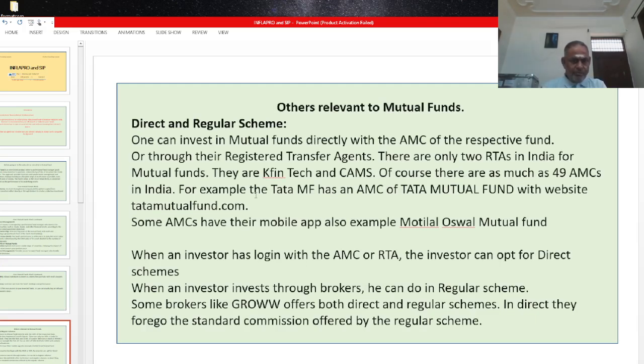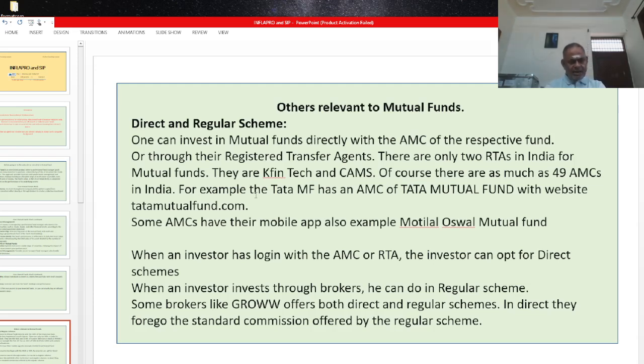Direct and regular schemes. One can invest in mutual funds directly with the AMC of the respective fund or through their registered transfer agents. There are only two registered transfer agents in India for mutual funds. They are KFin Tech and CAMS. Of course, there are as much as 49 AMCs in India. For example, Tata Mutual Fund has AMC of Tata Mutual Fund with website tatamutualfund.com. Some AMCs have their mobile apps also. Example is Motilal Oswal Mutual Fund.